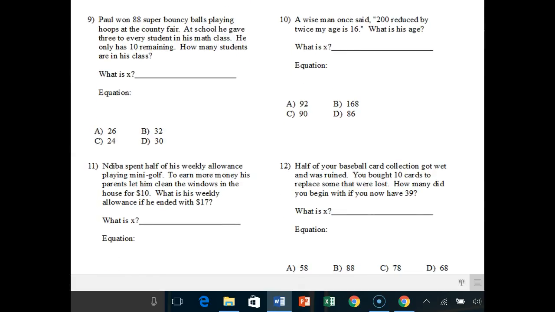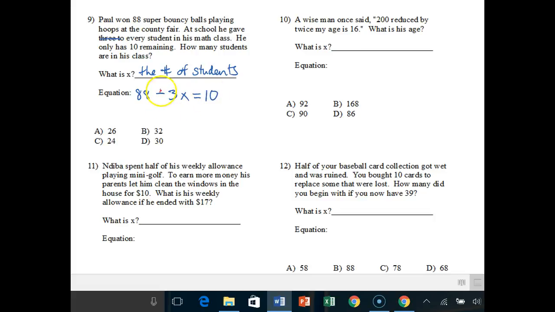Number 9. Paul won 88 super bouncy balls playing hoops at the county fair. At school, he gave 3 to every student in his math class. What a nice guy. He only has 10 remaining. How many students are in his class? So what is x? The number of students, right? So we know he has 88. We know he gave away 3 to every student, but we don't know how many students there are, and we know he has 10 left, right?